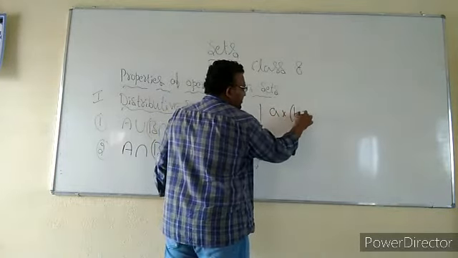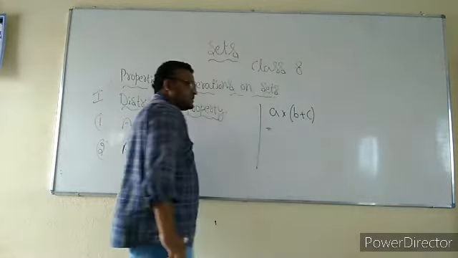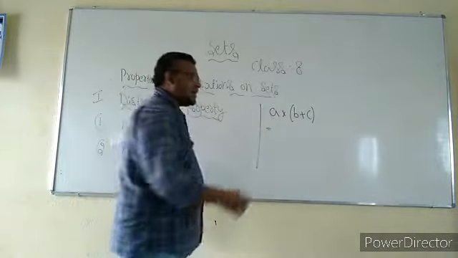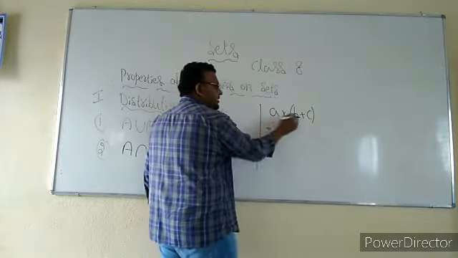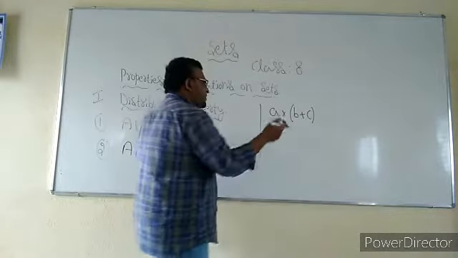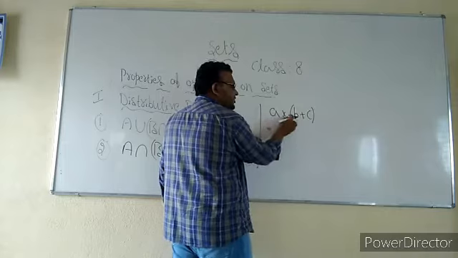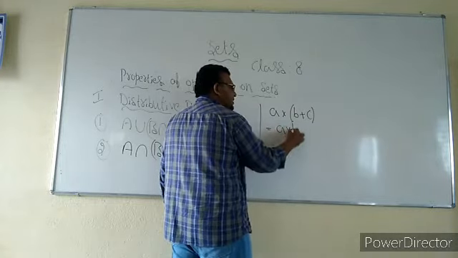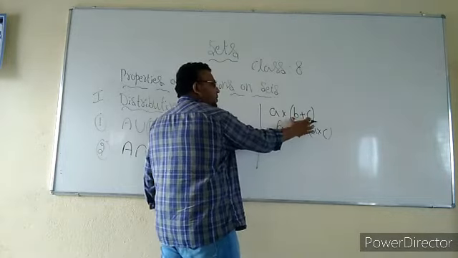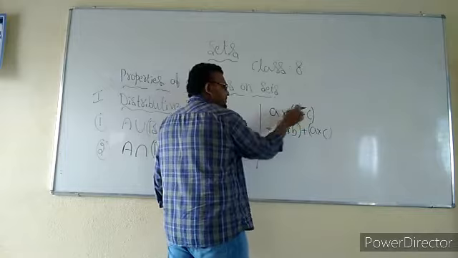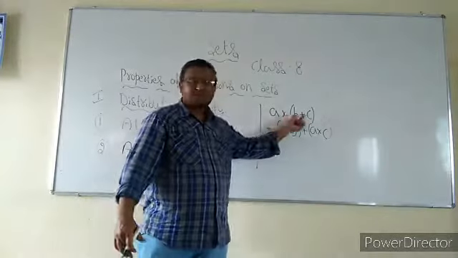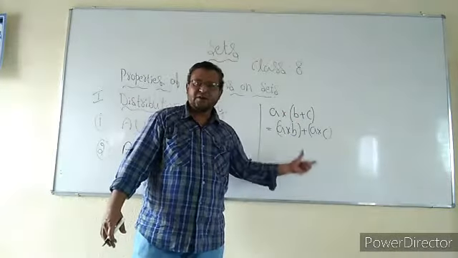A into B plus C. In the number system, not in sets, the distributive property we know as A into B plus C. If A, B, C are any whole numbers, any integers, whatsoever. Let us assume A, B, C are whole numbers. Then A into B plus C is equal to A into B plus A into C. A will multiply the whole. That means A will multiply B plus A will multiply C. So A is equally distributing here to B and C. That is called the distributive property in the number system.